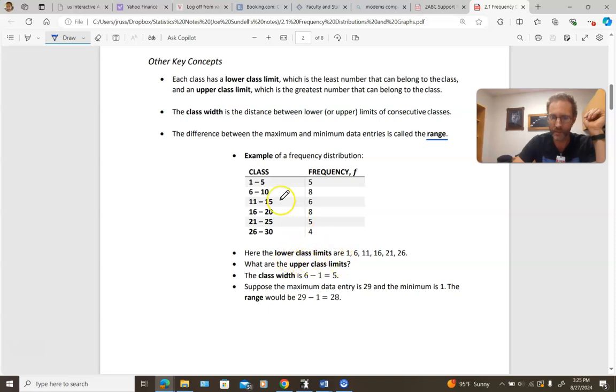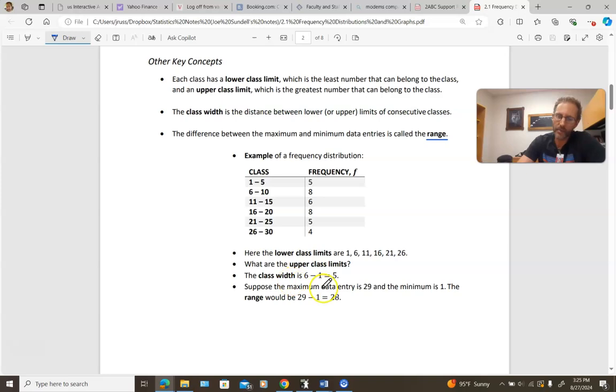The upper class limits, though, guys, would just be 5, 10, 15, 20, 25, and 30. And then the class width is 5, because if we take 2 consecutive lower class limits or 2 consecutive upper class limits and subtract them, we're going to get 5.